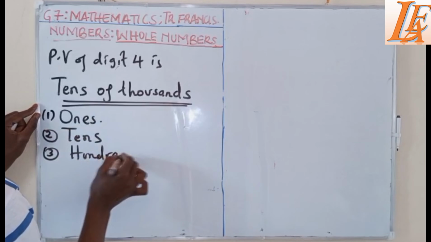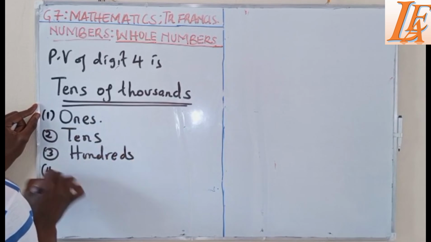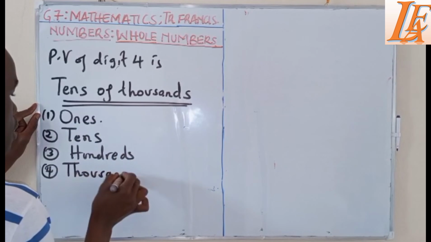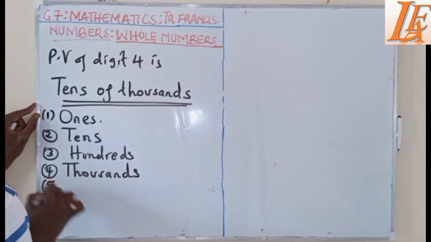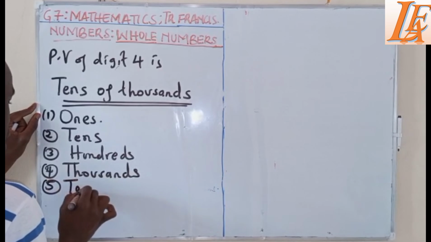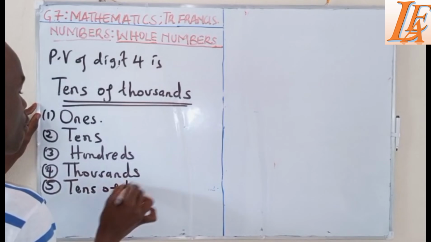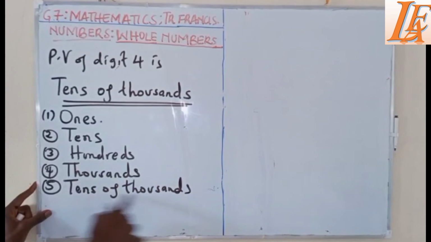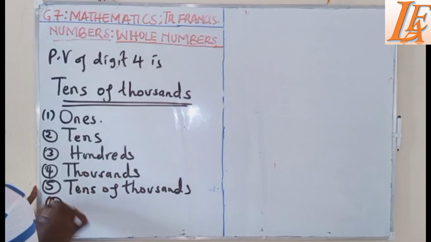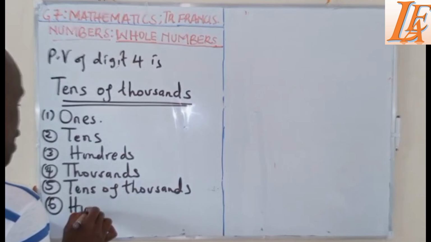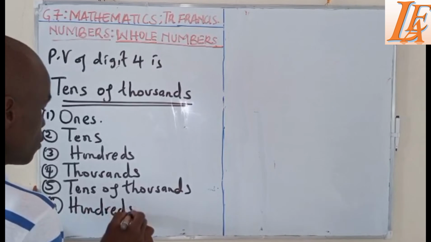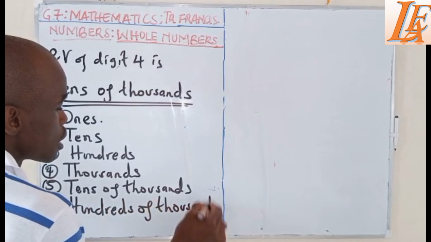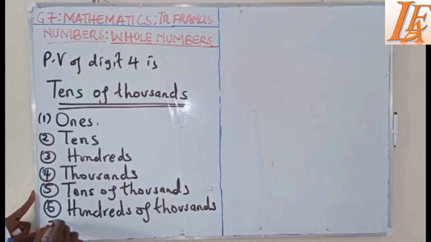hundreds, the fourth one, thousands. The fifth one is tens of thousands. The sixth one is hundreds of thousands.